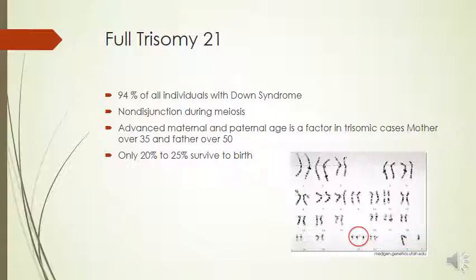If we look at what's referred to as the full trisomy 21, you can see the karyotype on this picture here with the circled 3 number 21s. Approximately 94% of all individuals who are born with Down syndrome have the trisomy 21. This is because of non-disjunction during meiosis. We look at this as being caused primarily by advanced maternal age. We're now looking at paternal age as being a factor in trisomic cases, a mother being over 35 and a father being over 50. Only 20% to 25% actually survive to birth.